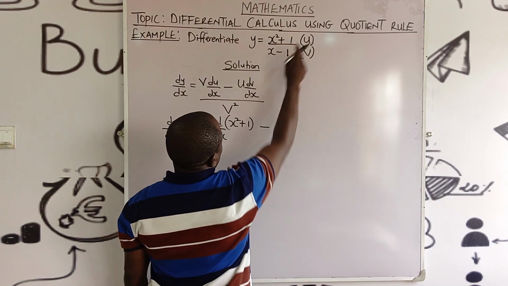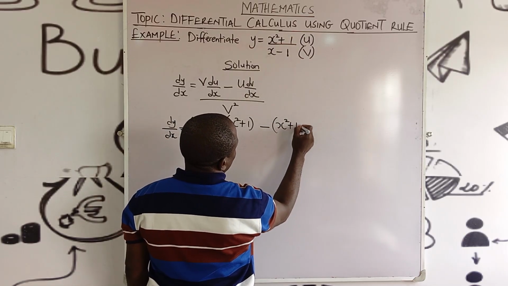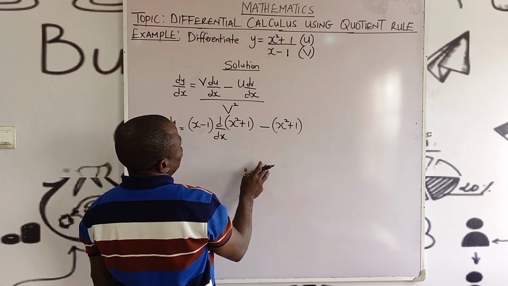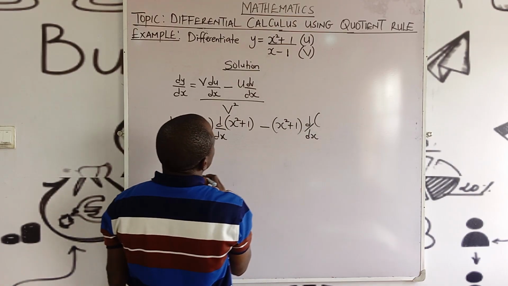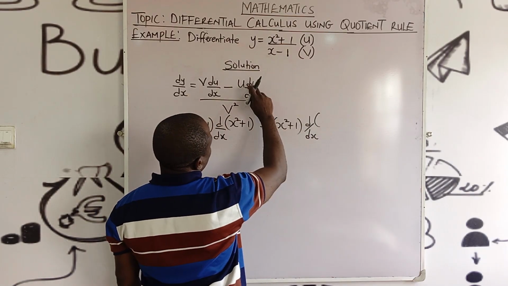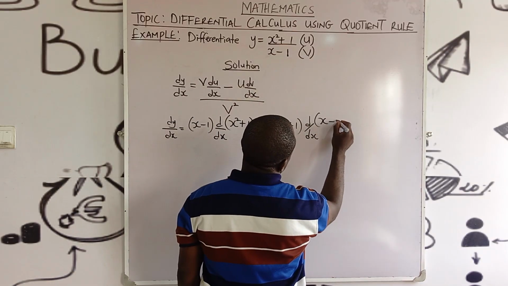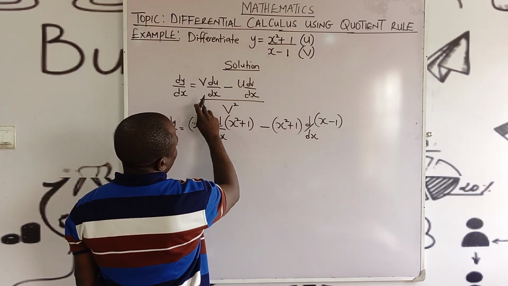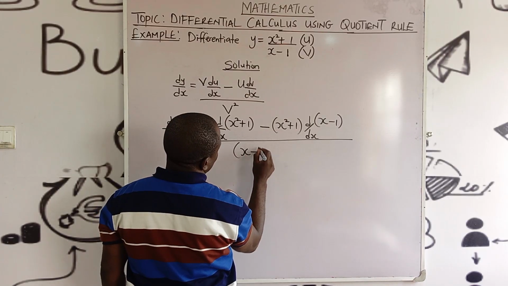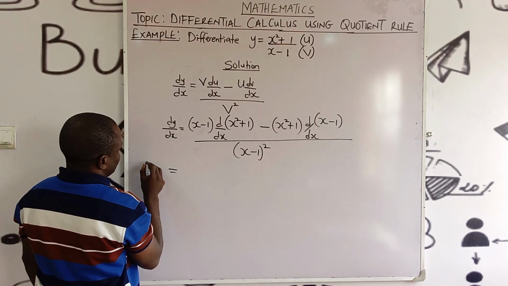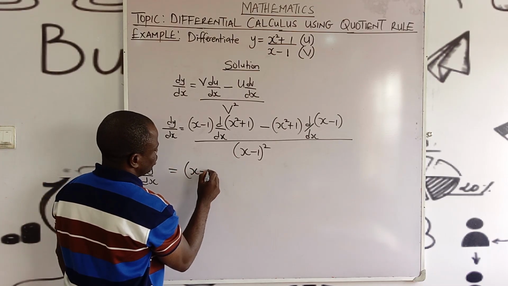minus, now keep the u, what's the expression for u? That's x squared plus 1, close the bracket, d of dx of, what's our v? Because we're having v, we are differentiating v now. Our v is x minus 1, close the bracket. This division, general division over, what's our v? x minus 1 squared. Now, our dy over dx equals x minus 1.